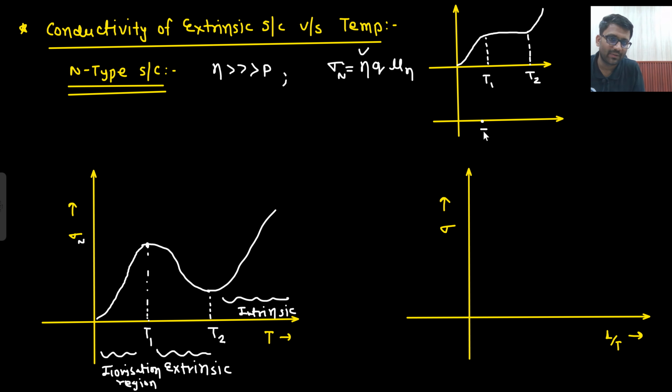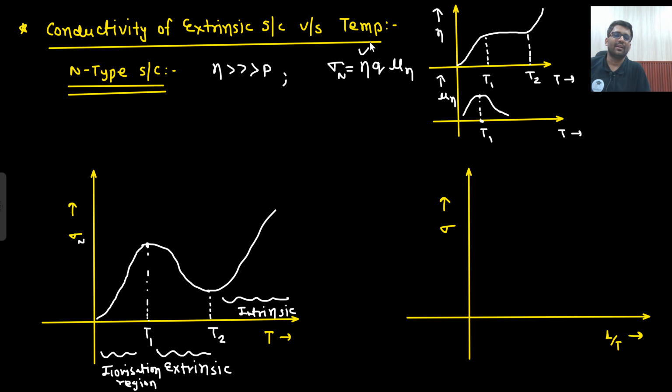And here at T1 temperature only, this was n versus T, and this was your mu n versus T. Till T1 temperature it increases, but after that it will keep on decreasing. Mobility will keep on decreasing, because if temperature increases, the atoms will vibrate more, scattering will be more, and mobility will decrease. But after T2 temperature, what will happen?